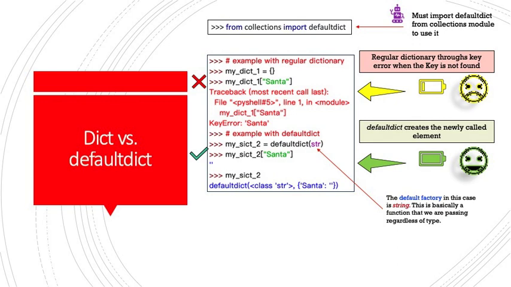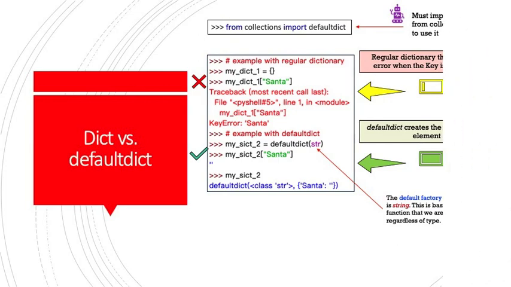So the first thing we have to do is import it. So from collections import defaultdict. With a regular dictionary, we will create an empty dict: my_dict_1 equals open and close curly brackets. So then we call key Santa. It throws an error because, of course, our dictionary is empty: KeyError: Santa. Now, if we create a defaultdict here and we pass the default factory to be a string, then when we look for key Santa, which clearly doesn't exist because we haven't created anything there yet either, instead of failing, it adds Santa as a key with a value of empty string. You see the empty quote strings there.